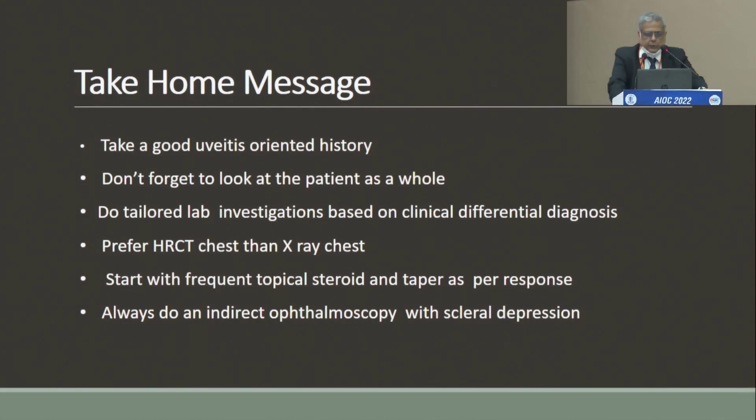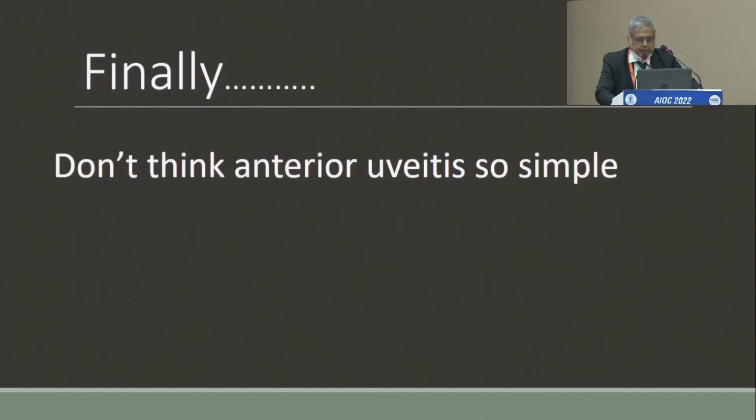So take a good uveitis-oriented history, which I want to highlight. Don't forget to look at the patient as a whole. Do tailored laboratory investigation based on clinical differential diagnosis. I prefer HRCT chest in granulomatous uveitis rather than X-ray chest. Start with frequent topical steroid and taper as per response. Always do an indirect ophthalmoscopy with scleral depression. And finally, don't think anterior uveitis is so simple.